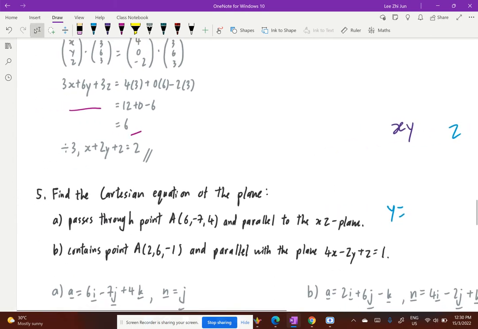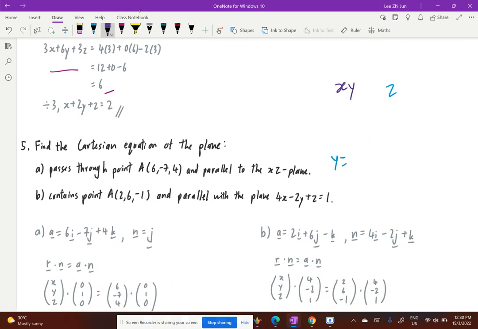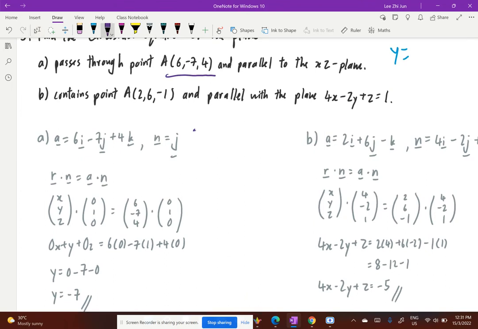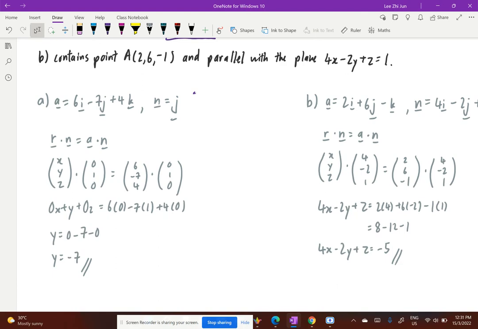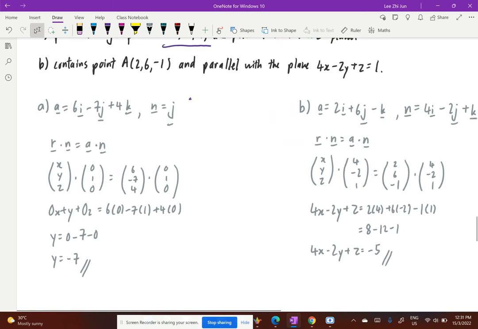So you just see, the direction vector of A is 6i minus 7j plus 4k, and the normal vector will be j only, 1j, no x and z, just the y. So we sub into r·n equals a·n. Because the x is 0 and the z is 0, the final answer will just be y equals negative 7.